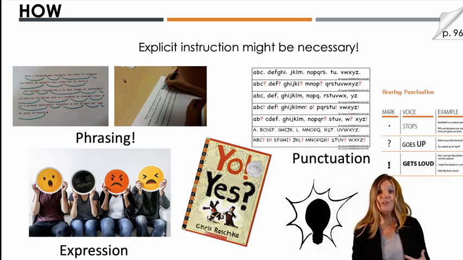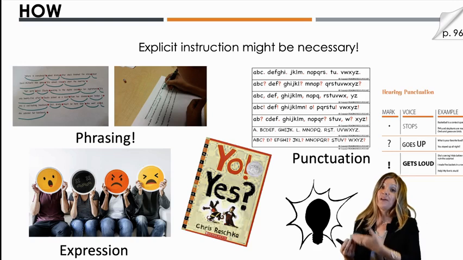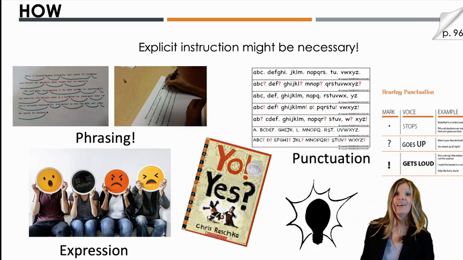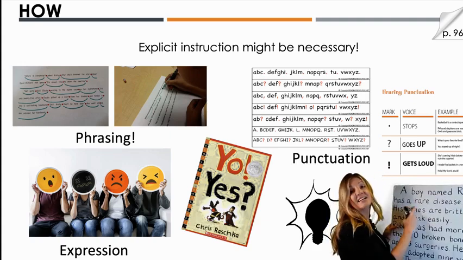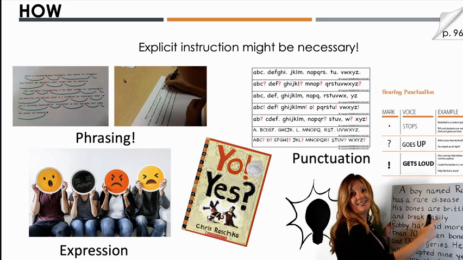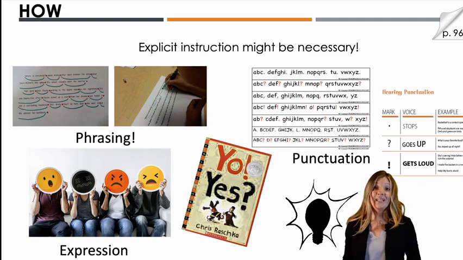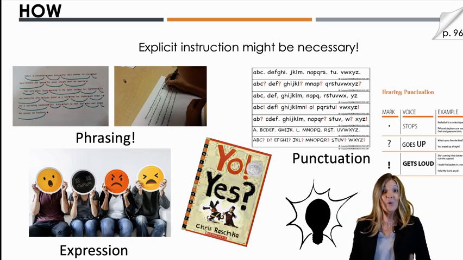It's so choppy and robotic that it breaks down your comprehension, right? So instead, I want to teach students that when we read, we need to add those natural phrases. Look at the difference. A boy named Robbie has a rare disease. His bones are brittle and break easily. It's hugely important. And part of that phrasing is that we teach students how syntax and how sentences work.